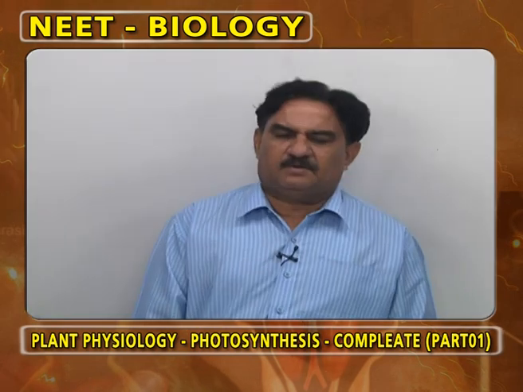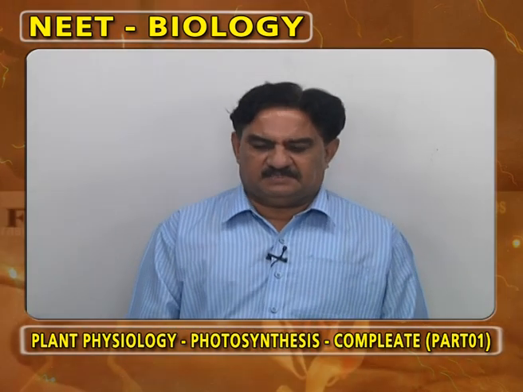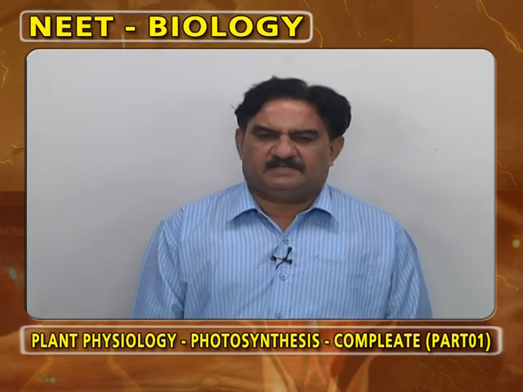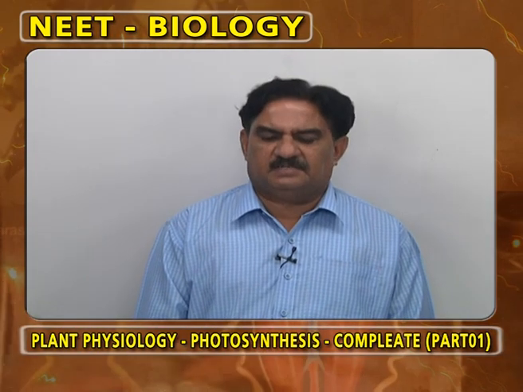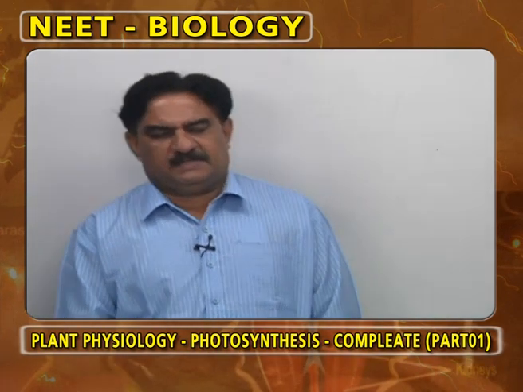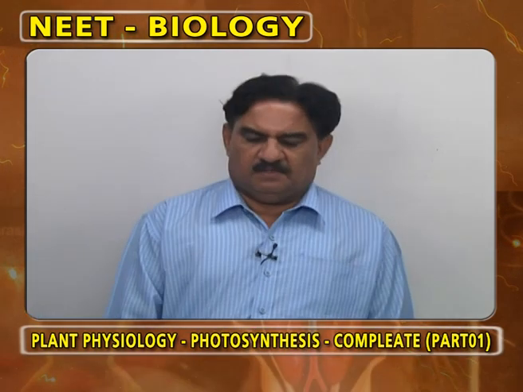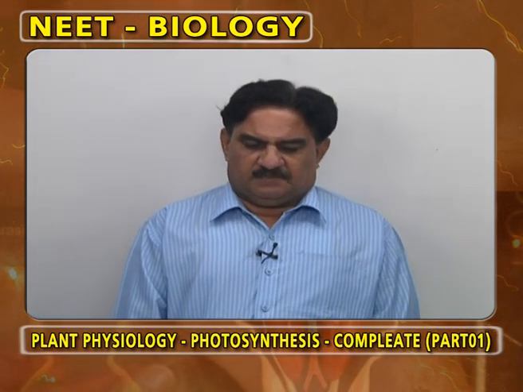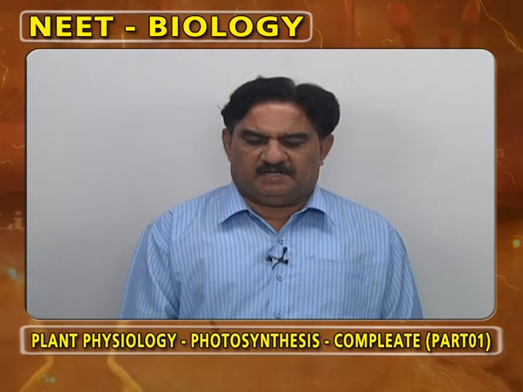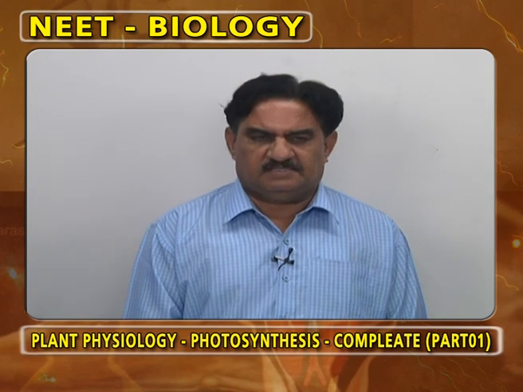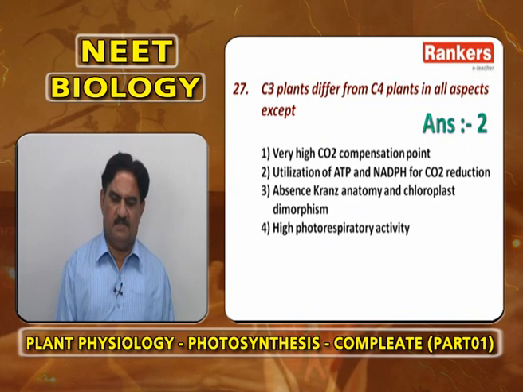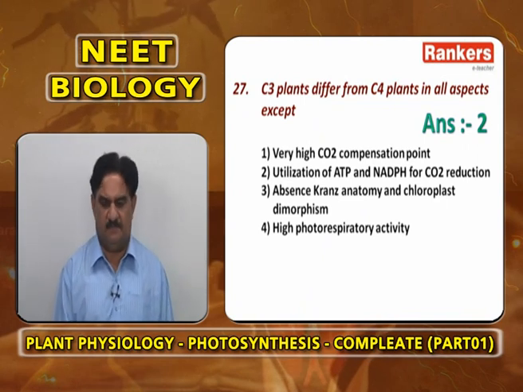Absence of Kranz anatomy and chloroplast dimorphism is seen in C3 plants and found in C4 plants. High photorespiratory activity is found in C3 plants, not in C4 plants. So C3 plants differ from C4 plants in all aspects except the common concept: utilization of ATP and NADPH2 for CO2 reduction is the same in C3 and C4 plants, because a very high carbon dioxide compensation point is shown by C3 plants, not by C4 plants.